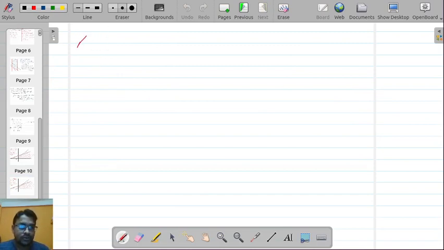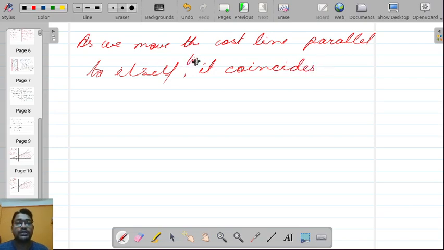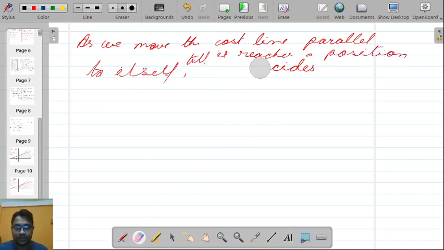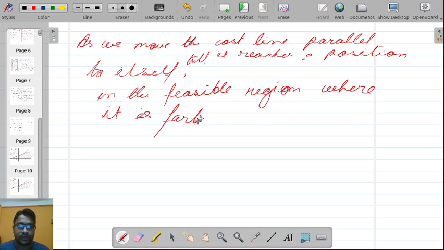Okay, so as we move the cost line parallel to itself, till it reaches a position in the feasible region where it is farthest from the origin.